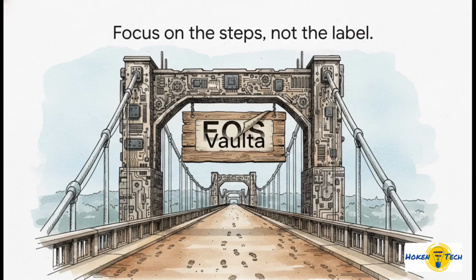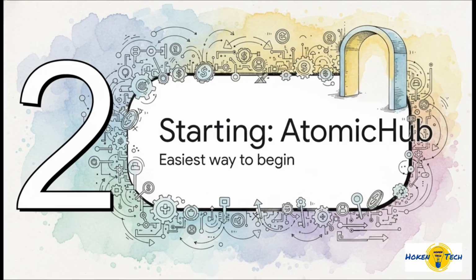So here's the bottom line. Just focus on the steps we're about to go through, not the name on the label. The underlying technology, the process for creating your account, it's all exactly the same. Okay, so where do we start this whole journey? We're going to kick things off at AtomicHub. And you might be asking, why there? Well, it's just one of the easiest, most user-friendly ways to get into this world. It's perfect for beginners, and it helps us skip a lot of the really technical stuff.